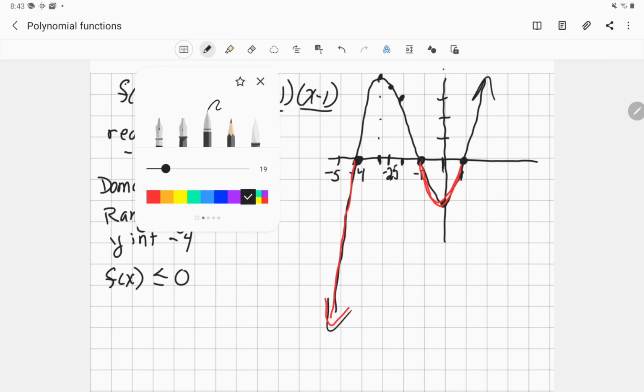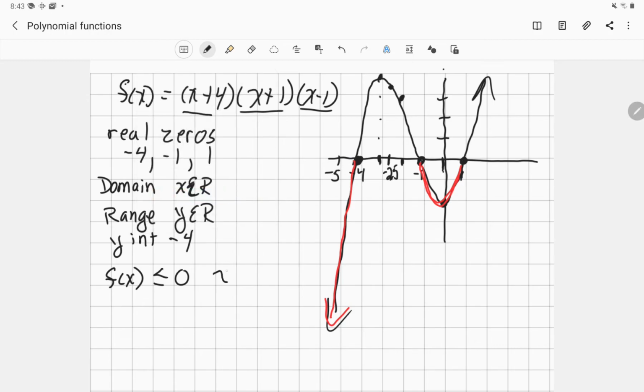So when we talk about that, it is if my x is less than or equal to, this time, because they have an equal sign, x is less than or equal to -4, or if x is between -1 and 1. So if x is bigger than or equal to -1, but less than or equal to 1. So that's my answer for that.